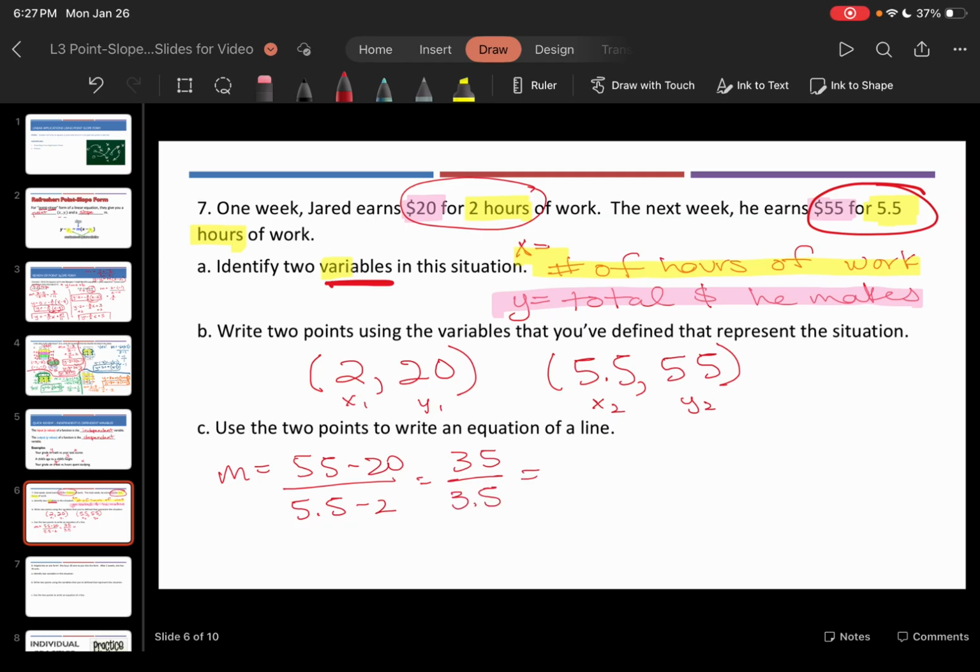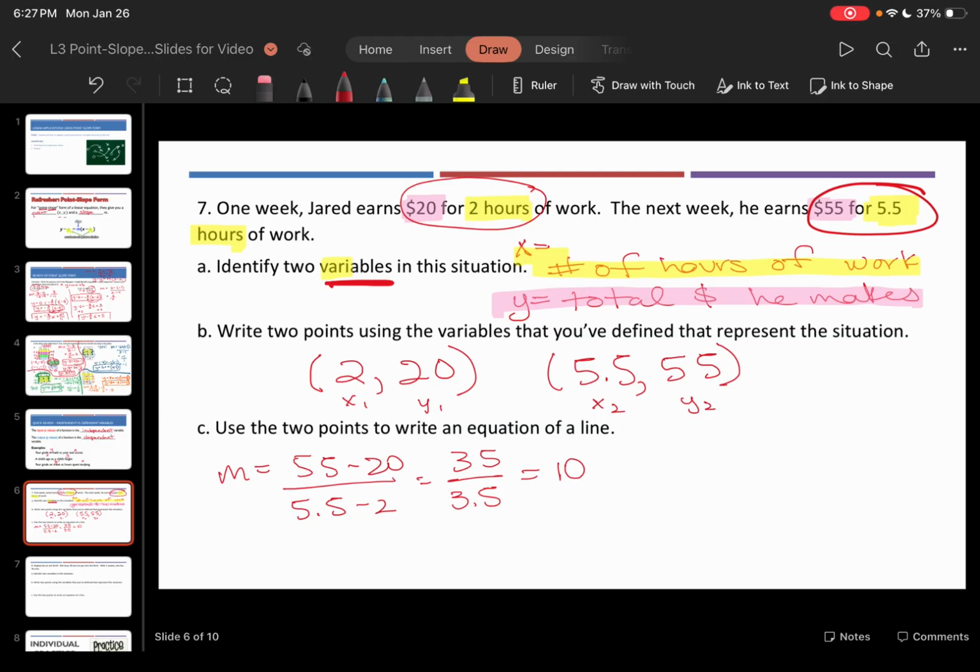Now here's a big rule. In math, you are never allowed to have a decimal within a fraction. That's a big no-no. So right now, use your calculator. Divide 35 divided by 3.5. And you're going to see that slope is 10.